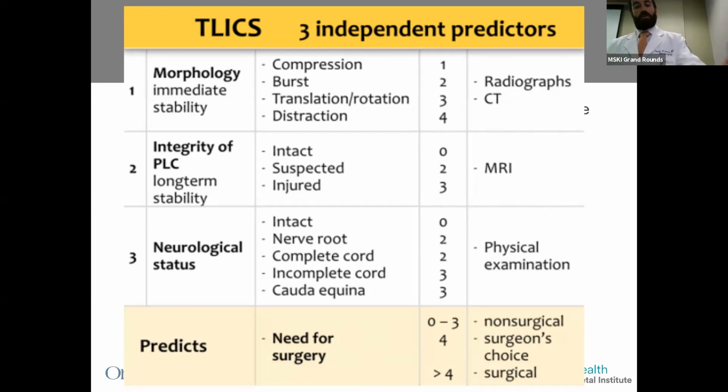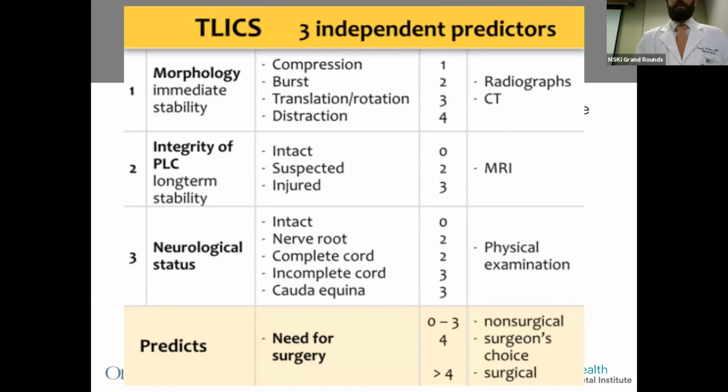And then you also have the suspected integrity of the posterior ligamentous complex. You take your fracture and you assign it points based on the morphology, the posterior ligamentous complex, and the neurologic status. You come up with a point total. If it's greater than 4, surgery is recommended. If it's 3 or less, they typically recommend non-surgical, and then a 4 is kind of a dealer's choice.